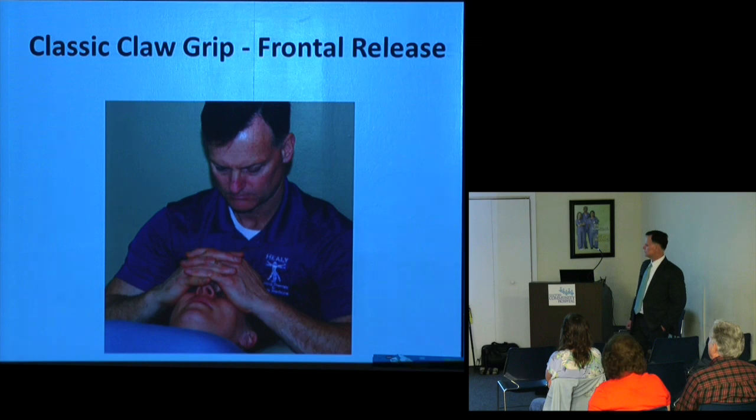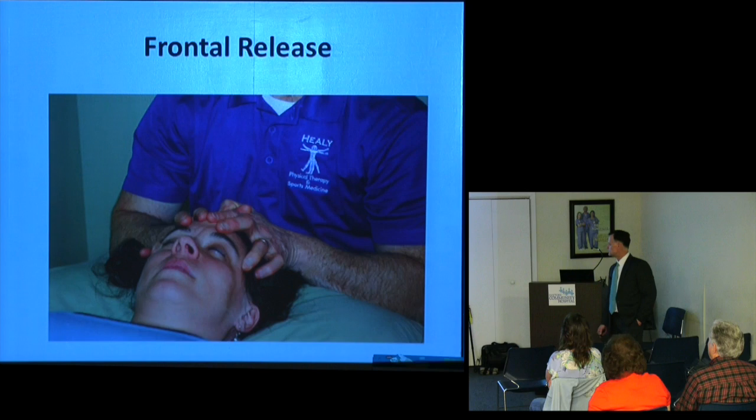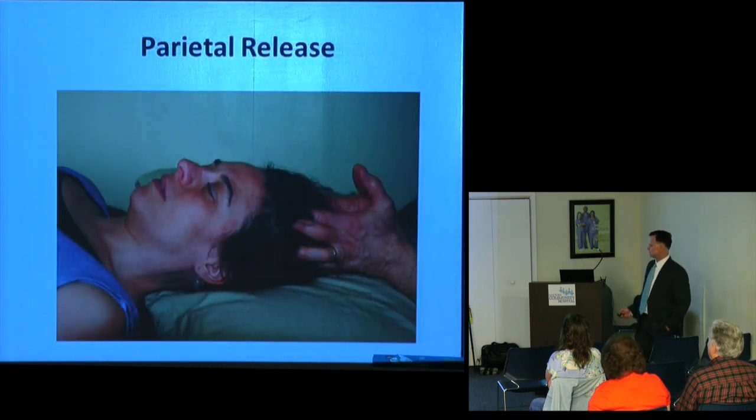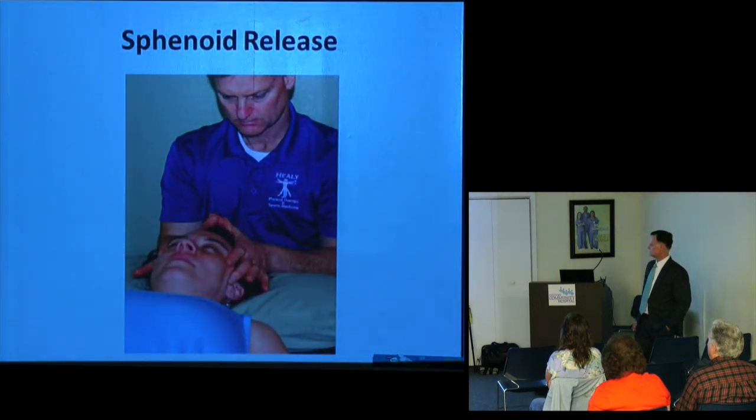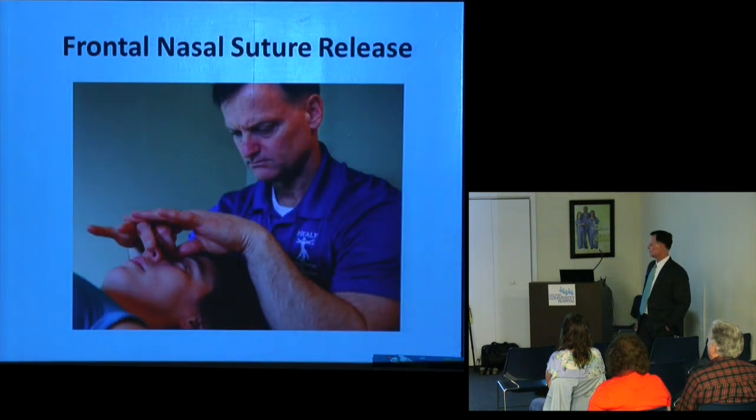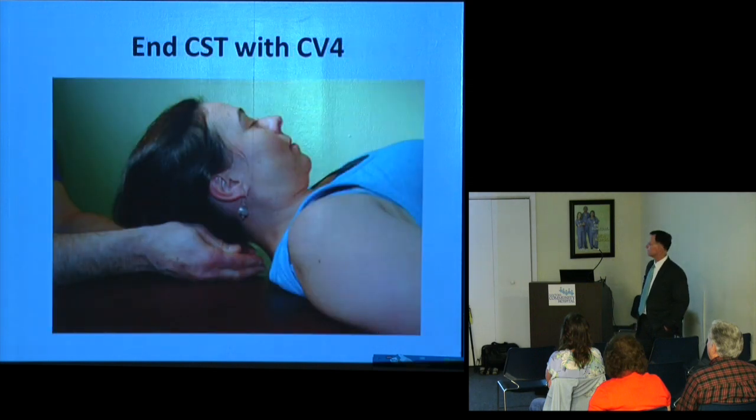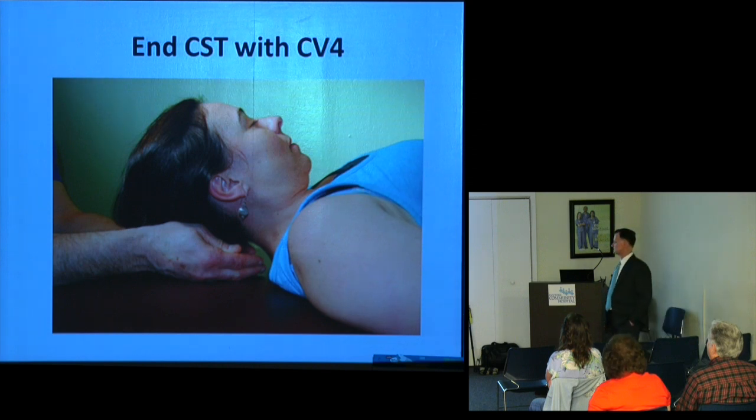This is the start of craniosacral therapy. This is called a classic claw grip. This is another frontal release, a parietal bone release, sphenoid release, a nasal frontal suture release, and I end with a craniosacral technique called a CV4, which just relaxes the whole skull and the neck.